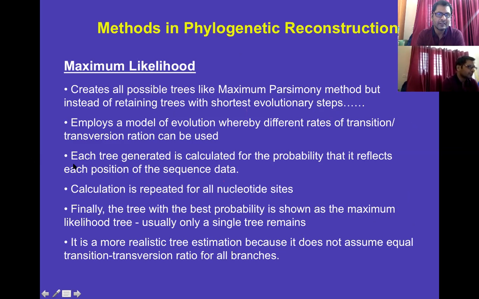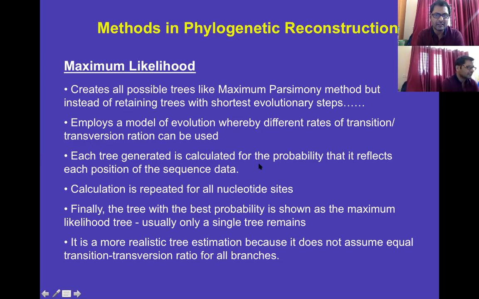Maximum likelihood creates all possible trees like the maximum parsimony method, but it does not retain the tree with the shortest evolutionary steps. Instead, it employs a model of evolution whereby different rates of transition and transversion can be used. It gives a penalty and a score for each transition and transversion mutation, and on the basis of that score it calculates the tree. The lower the score, the better the tree generated by maximum likelihood.